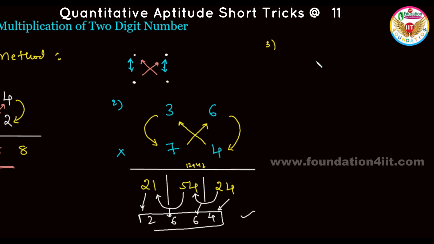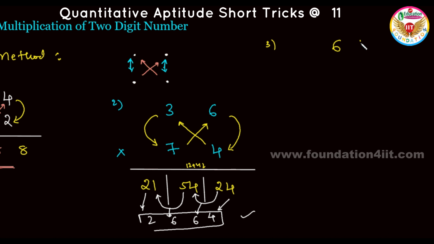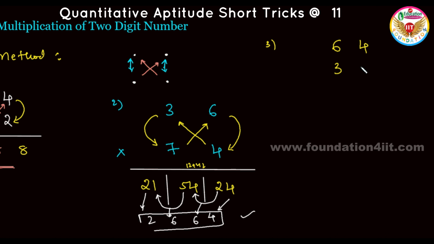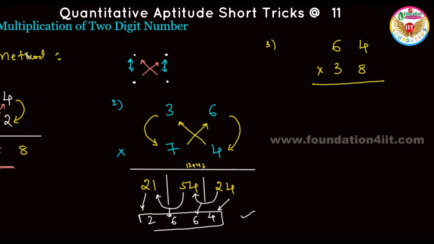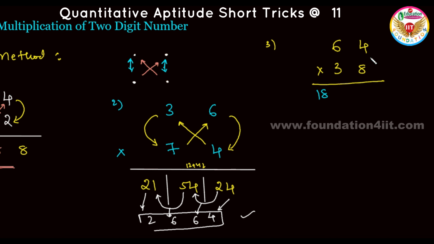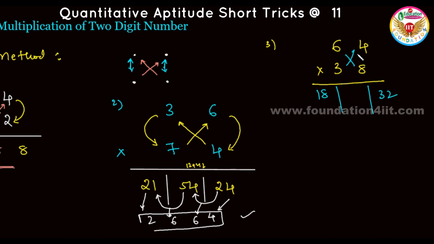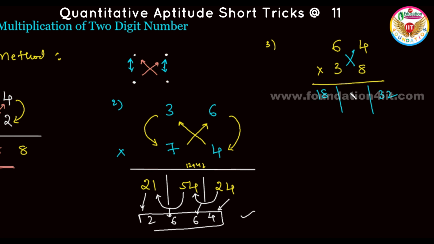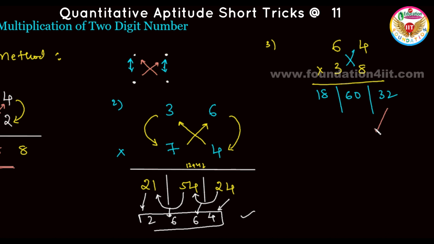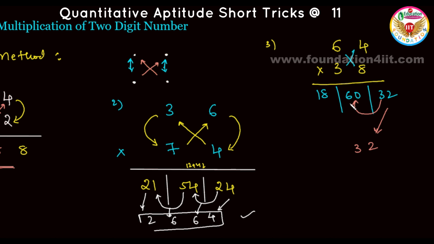For example, the question is, if you want to multiply 64 by 38. The first step is just 3 6s are 18, right? And 4 times 8 is 32, right? Now the middle: 6 into 8 is 48 plus 3 4s are 12. 48 plus 12, so 68. Then by observing this, just write the 2, and 3 2s is 6, 3 only.